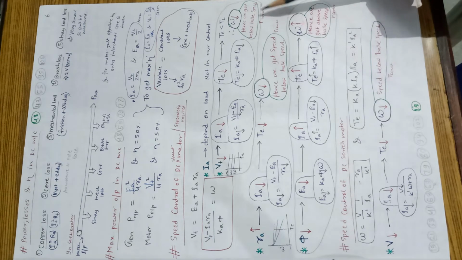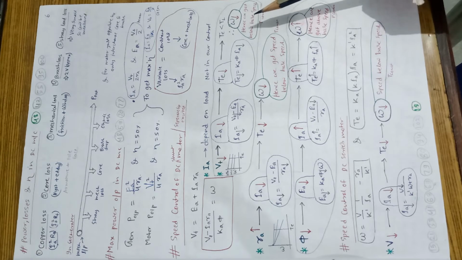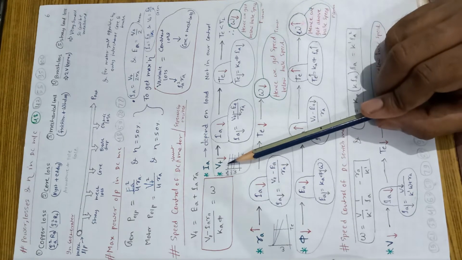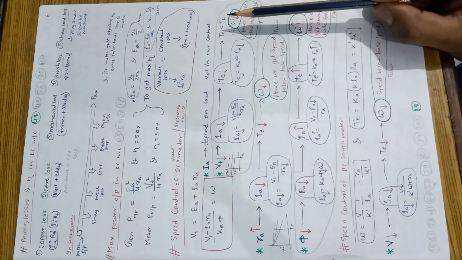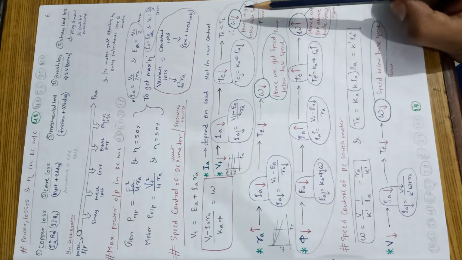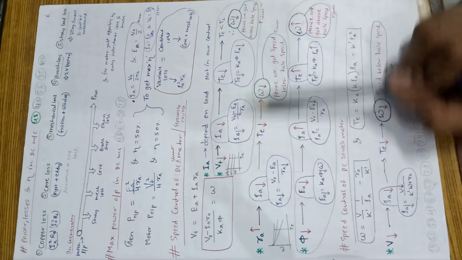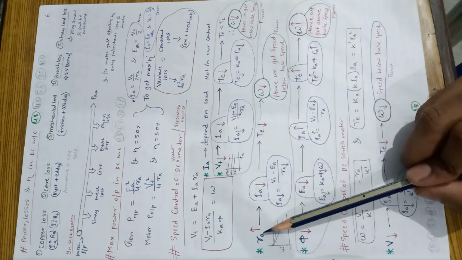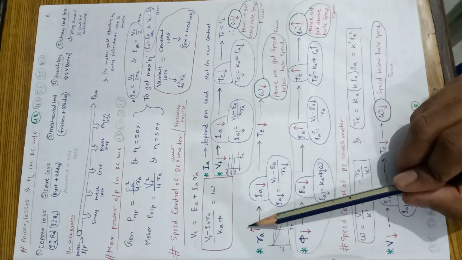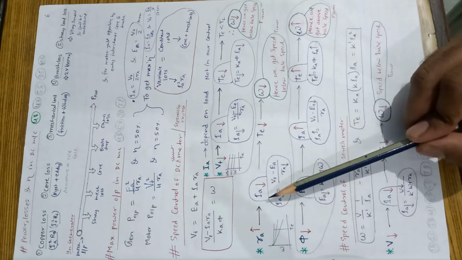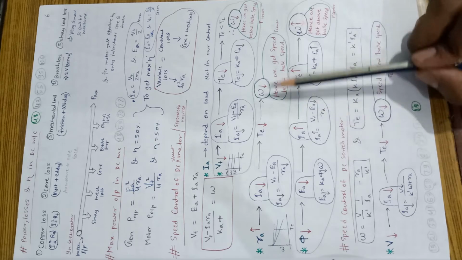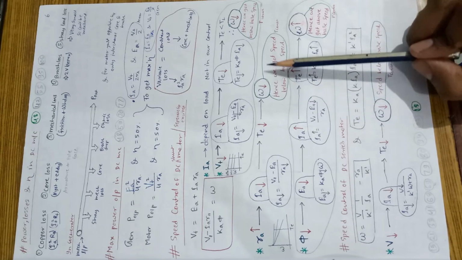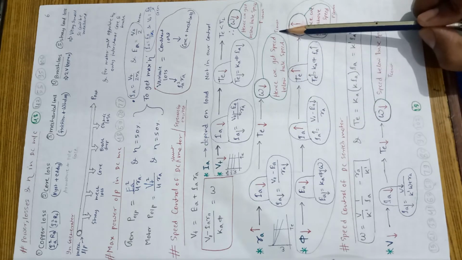At constant torque, this point you have to remember. For the variable voltage method, if we decrease the voltage, we get speed below base speed at constant torque. And when we increase the armature resistance, armature current will decrease. If armature current decreases, torque decreases, and therefore speed will decrease below the base speed at constant torque.